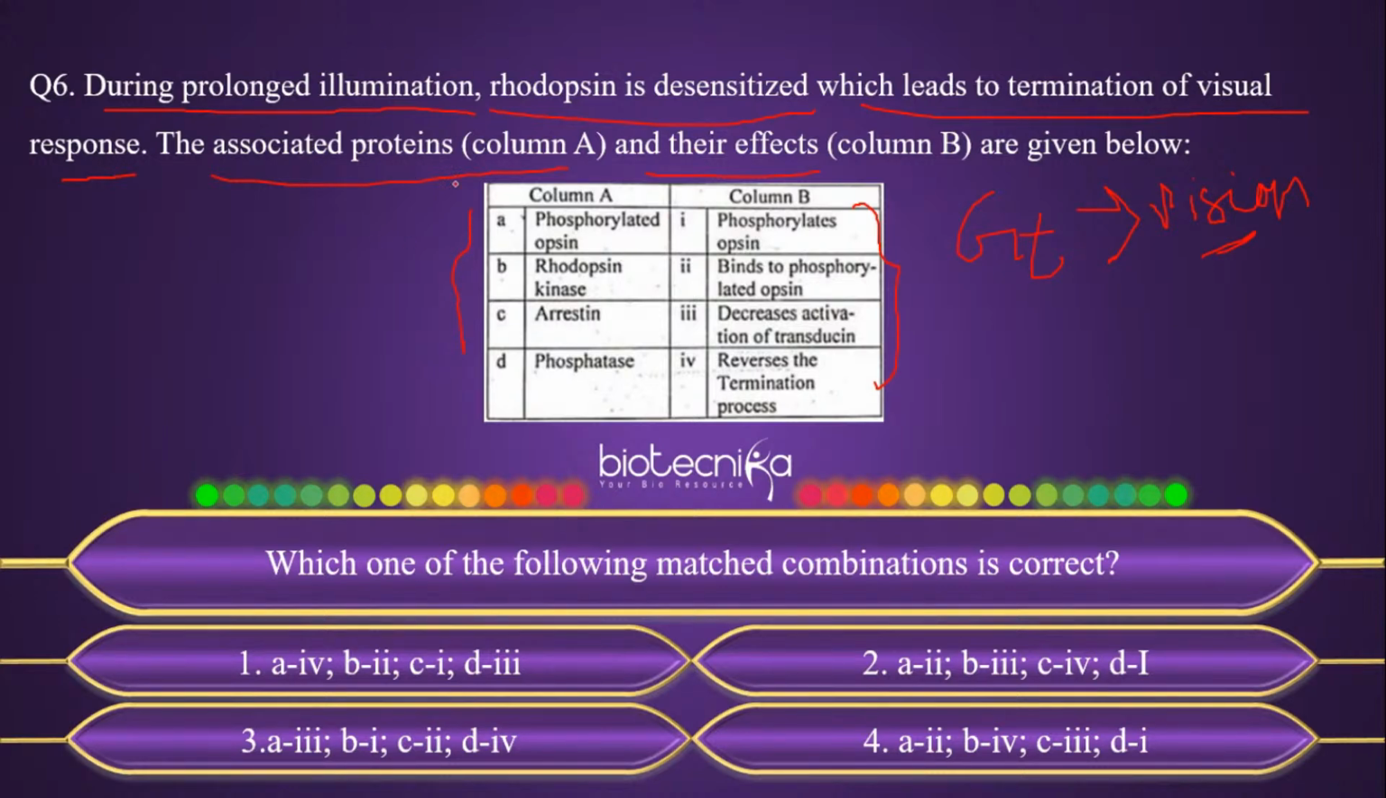Actually, this is again one of the favorite portions for CSIR. They usually ask questions from GPCR and more specifically from GT. So this leads to a lot of confusion. You have to be clear with what happens during the dark time and what happens during the light conditions. Once you are clear with that, you'll be able to give the answer.